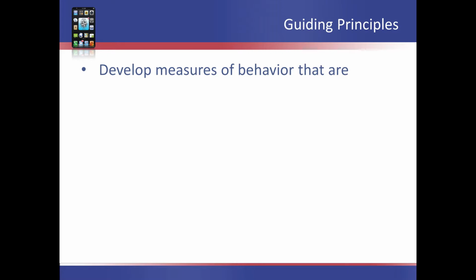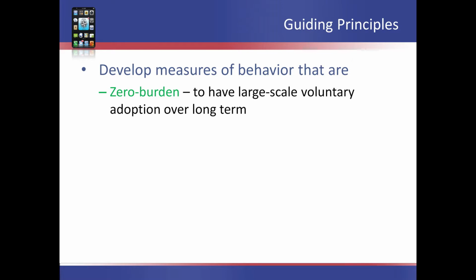So I'll begin by talking about the guiding principles of developing behavioral assessment from mobile sensors. When we look at any particular mobile sensor and target a particular behavior for assessment, we ask ourselves the question: the measure that we are going to develop, will it be zero burden? That means it should not have any impact or any burden on the participants to collect those measurements. And if we can do so, then these measurements will have large-scale voluntary adoption over long term, and we can indeed have assessment in the natural environment for long periods.